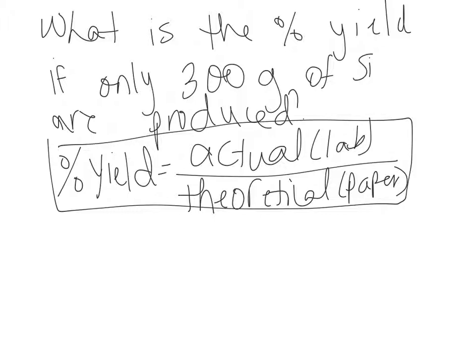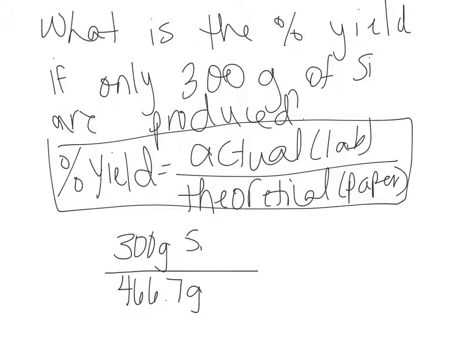What is the percent yield if only 30 grams of silicon are produced? So we've got 30 grams in the lab of silicon over the 46.7 we just got in the last problem. So that was our theoretical yield, and we're going to multiply by 100. So 30 divided by 46.7 ends up with 64%.